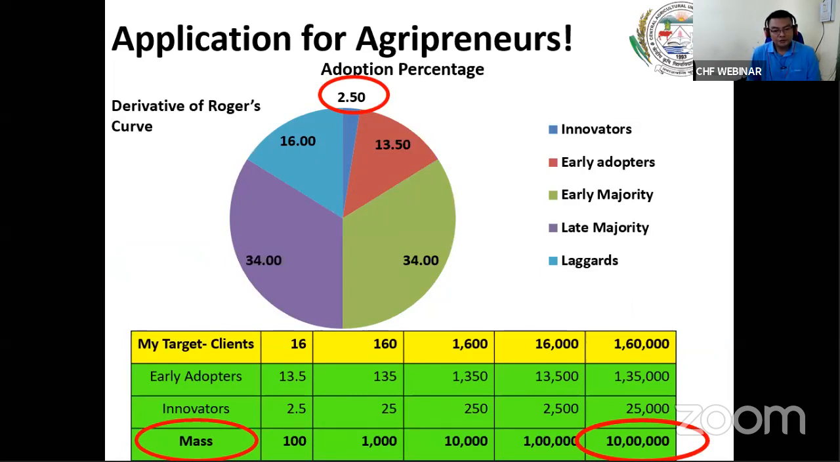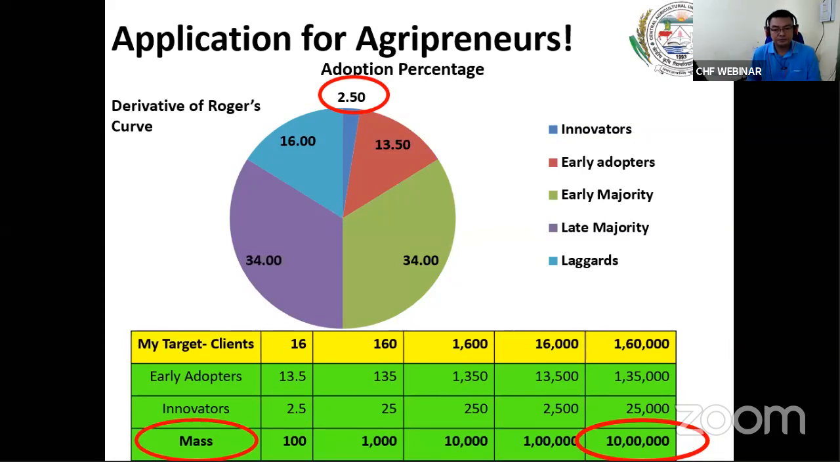If we derive the Rogers curve into a pie diagram, let us imagine that out of every 100 people you communicate your ideas to, it is only 2.5, plus 13.5, so 16% who will say yes to your ideas. They will buy your ideas. They will listen to your creativity. They are ready to invest. Don't waste your resources and time convincing the laggards.